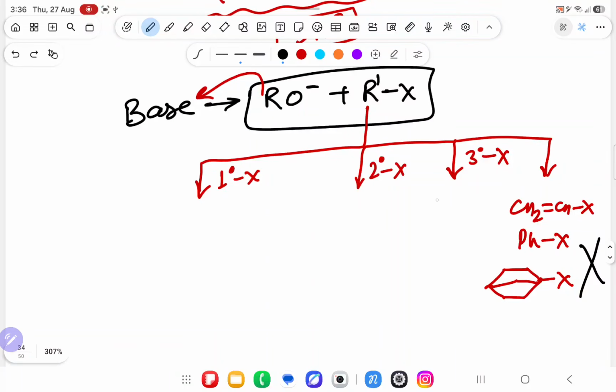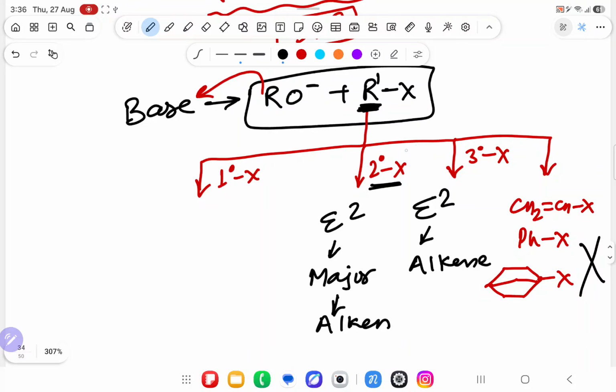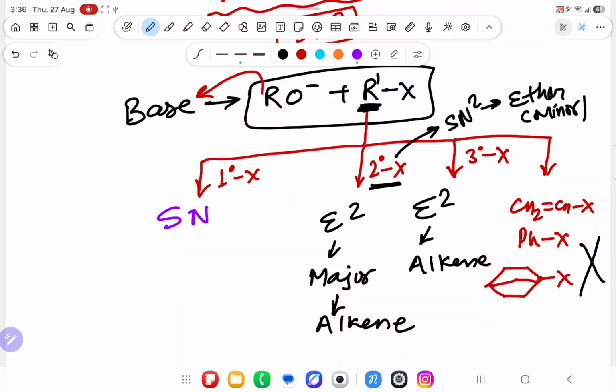Over here, if R is 3 degree, then it will do the E2 mechanism, and the major product formed is alkene. If R is 2 degree, again it will do the E2 mechanism, and the major product is alkene. In 2 degree, SN2 will also happen and form ether, but ether will be the minor one and the major one is alkene, and in 99% of cases they ask for the major one. If R is 1 degree, it is always SN2 and it will form ether. You have to be aware of this flow chart.